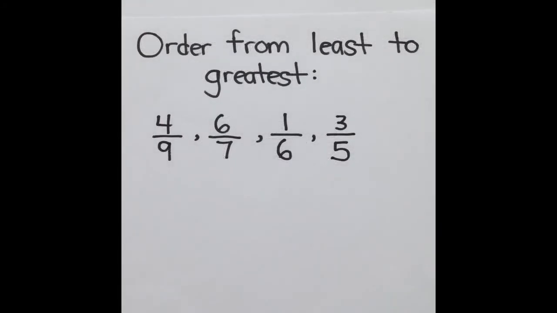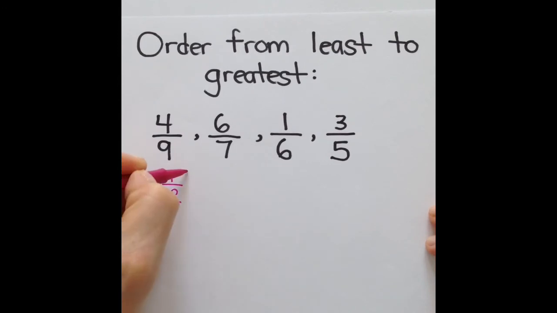To order these fractions from least to greatest, I'm going to use benchmarks to help me. So I'll decide whether each fraction is closest to 0, 1/2, or a whole. So 4/9 is close to 1/2, but it's a little bit less than 1/2, so I'll just put a little bit less than marker there to remind myself of that.